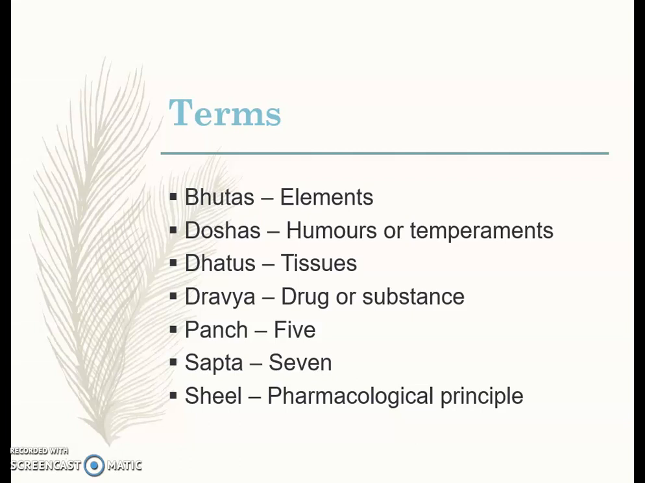Now let us summarize some important terms we just came across, that is the bhutas, that is the elements, and doshas. As you know, bhutas is related to Panch-mahabhuta. You can call it bhuta or mahabhuta, and doshas are the humors or the temperaments related to the Tridosha, and dhatu is the tissues, that is the sapta dhatu, and dravya is the drug or substance. Panch stands for 5, sapta stands for 7, and sheel means the pharmacological principles.